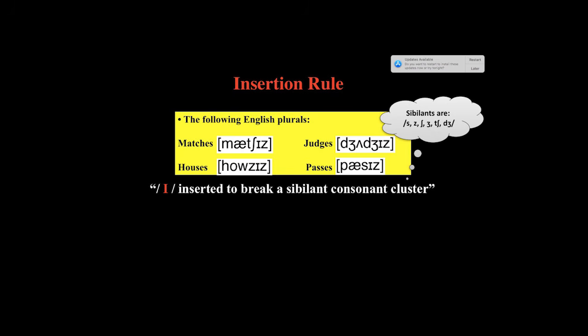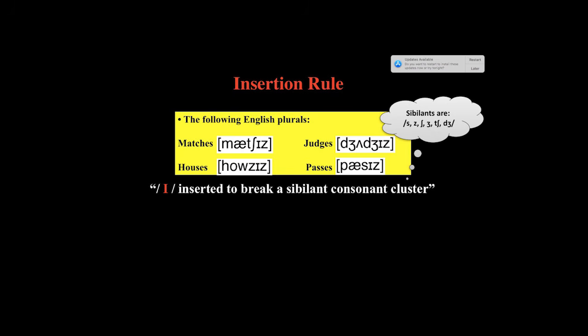So we will have a sibilant cluster. In order to avoid that sibilant cluster, what we do is insert a vowel E to break that sibilant consonant cluster. So instead of saying matchs, we say matches. Instead of saying judgs, we say judges, and passes, and houses. So the phonological rule statement is the following. E is inserted to break a sibilant consonant cluster.